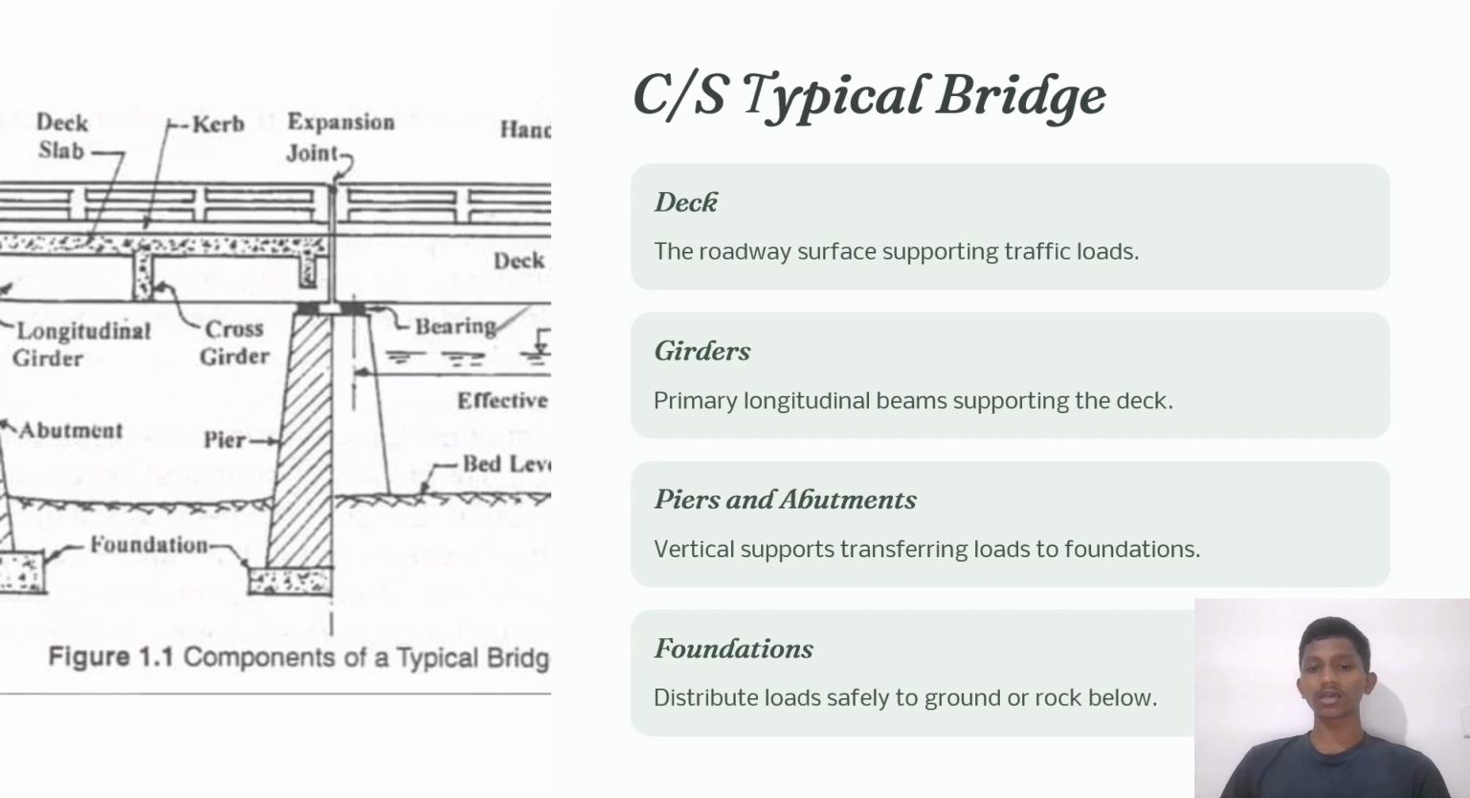Next component is a girder. Girder basically can be made up of either steel or RCC, and the girders in India usually are 30 meters in span, and they support the deck and further transfer the load from deck to the piers.